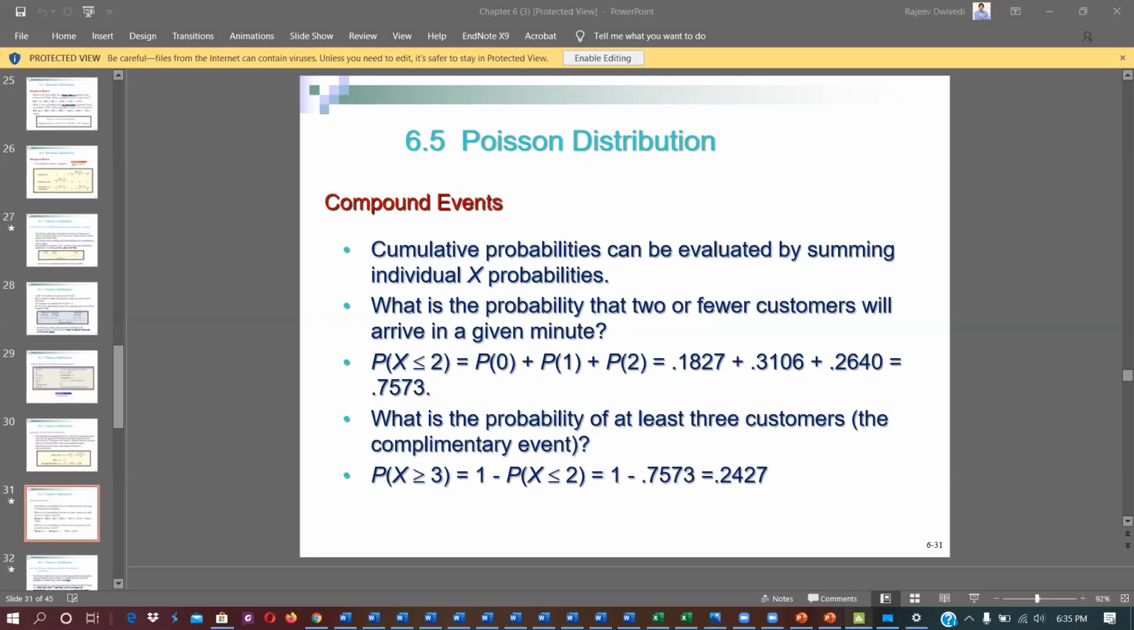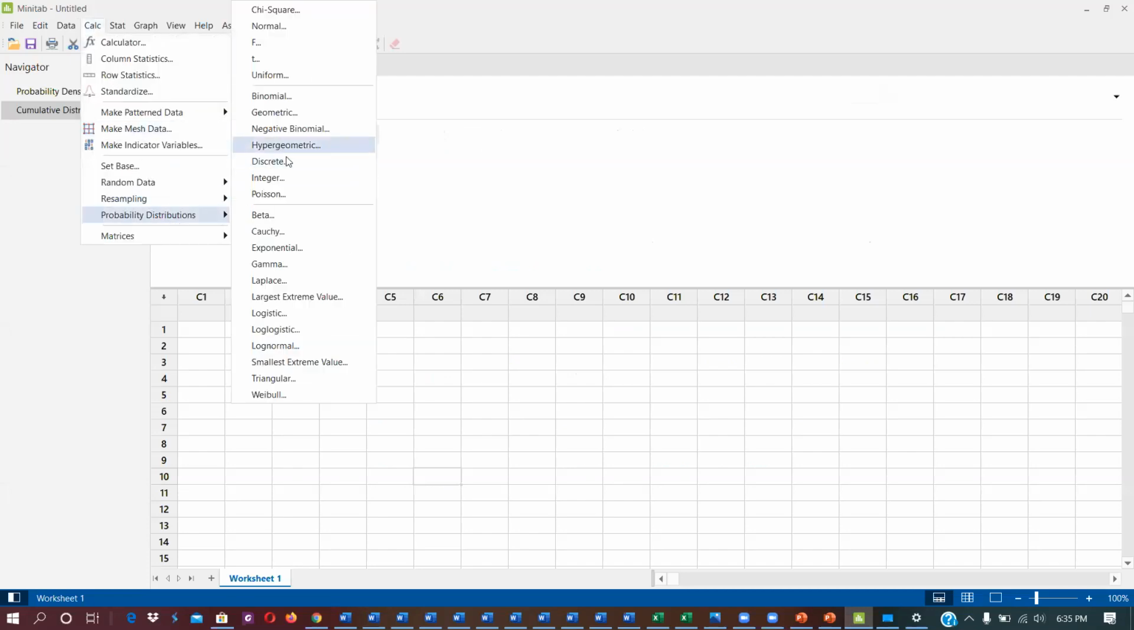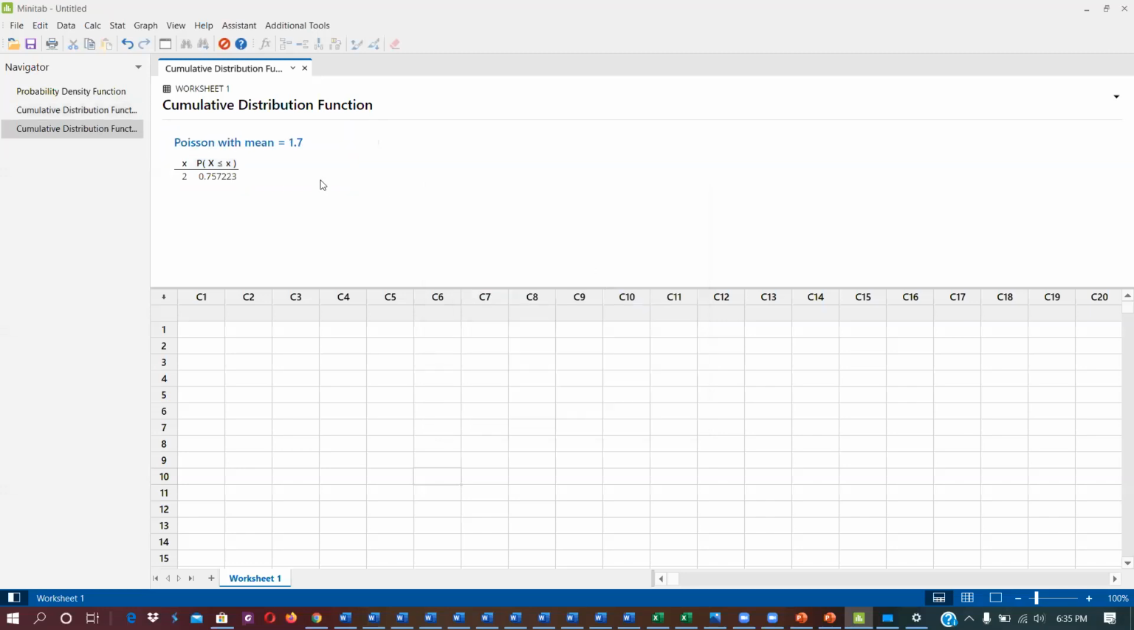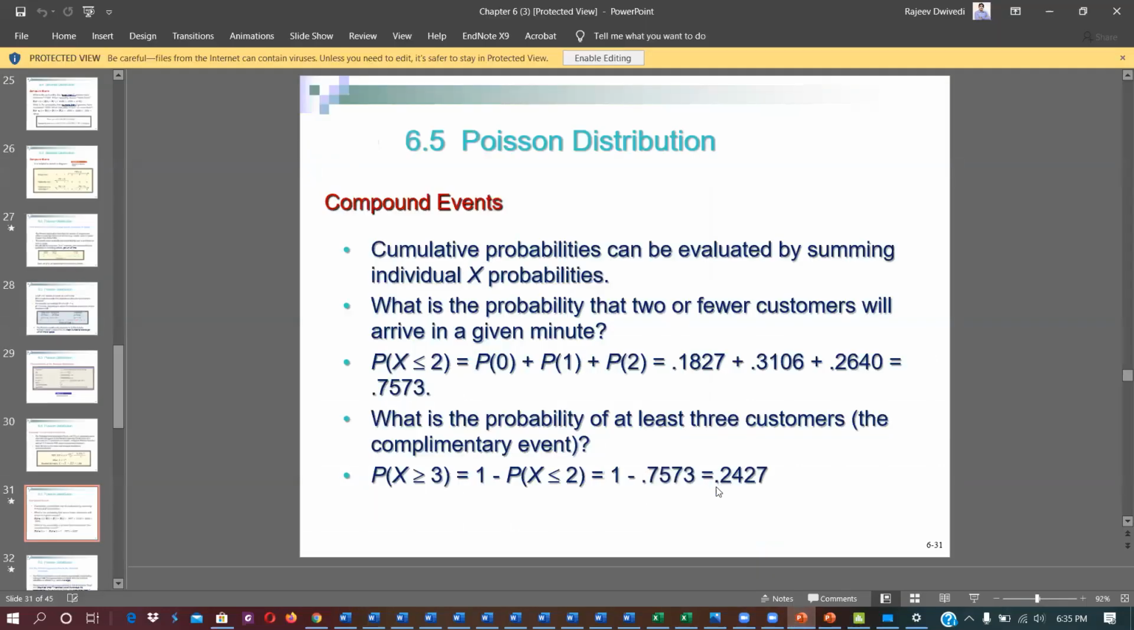So I'm just using calculate probability distribution. Here we have Poisson distribution. What is the mean? 1.7, I believe. Input constant, what is the input constant? 2, up to 2. And this is cumulative. And what is the probability? It is 0.75 or 75%. Is it making sense? So this is 75%.